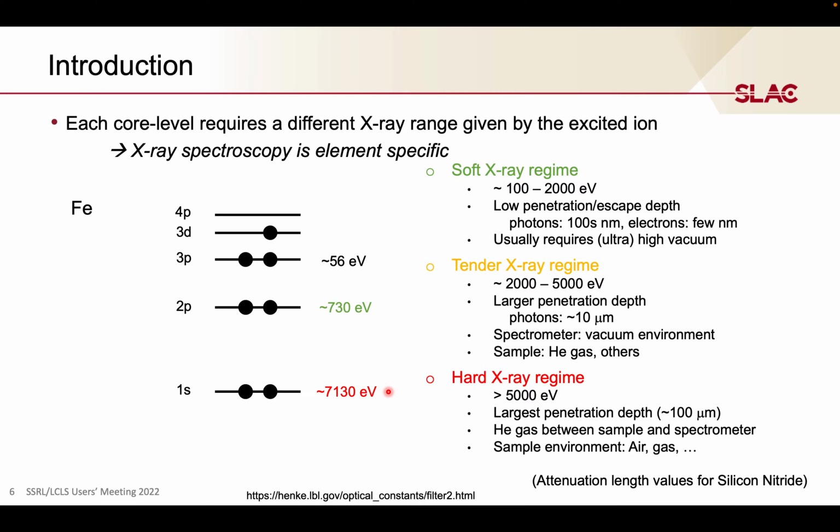And the consequence is that the penetration depth of the photons and also the escape depth of the electrons varies. It gets larger the higher the photon energy is, which then has consequences on what kind of sample environment you need to employ. For soft X-rays, for example, you usually require UHV, an ultra high vacuum. Sometimes you're good enough with a high vacuum, but you cannot do it in air because the photons will get absorbed very quickly. Tender is even better, and with hard X-rays, you can do experiments in air, in a gas, in a solution. You have a lot more flexibility.